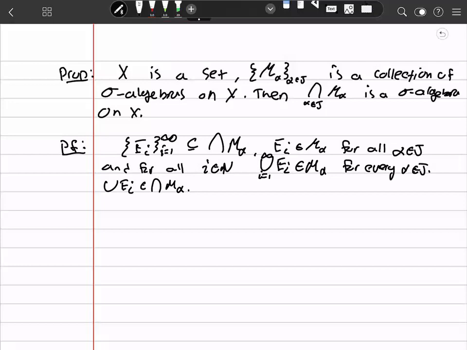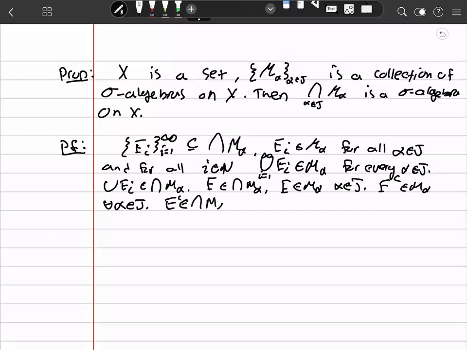Now we just need complements. Actually, countable unions don't by themselves give us countable intersections, because we need complements for countable intersections. So complements follow suit the same way. If E is in the intersection of M alpha, then E is in M alpha for all alpha in J. That implies that E complement is in M alpha for all alpha in J, which of course implies that E complement is in the intersection of M alpha over alpha in J. So that's good.